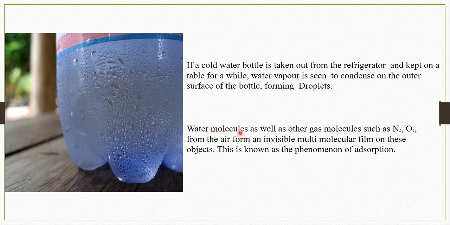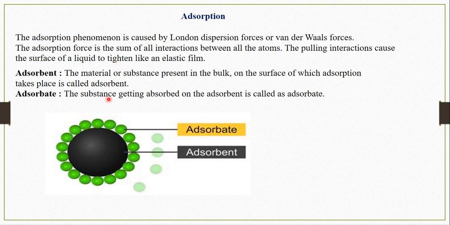So here water molecules as well as other gas molecules such as nitrogen and oxygen from the air form an invisible multimolecular film on this object. This phenomenon is known as adsorption. Here we will see the details about what adsorption is.